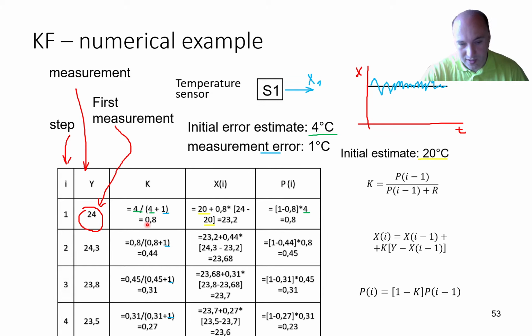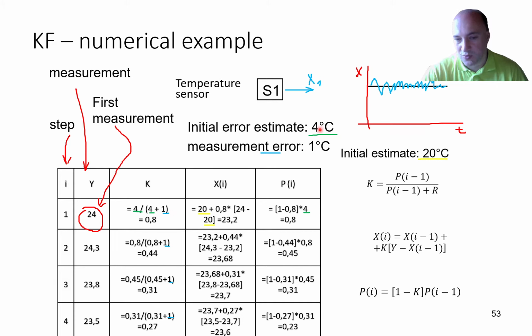So if we calculate the Kalman gain, we use this formula here. So we use the initial error estimate, which in my case was 4. So it's 4 divided by 4 plus 1, and 1 is the measured error. So you can see that this is this formula, and this will give me Kalman gain of 0.8. And 0.8 means that in this case I trust more the measurement, because we are close to 1 with the Kalman gain, and this means I have more confidence in my measurement.